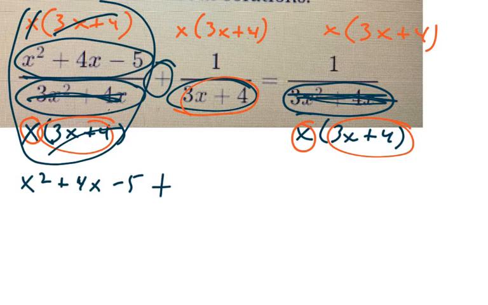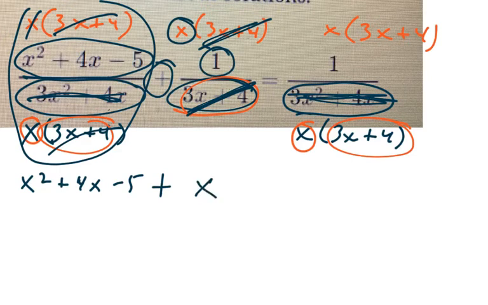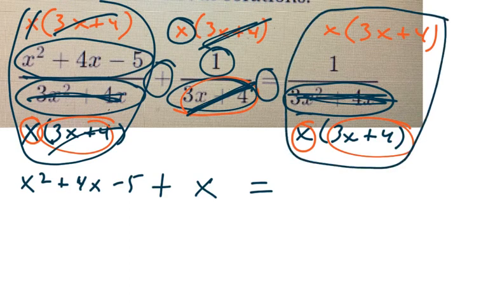Now, the middle expression, notice, the 3x plus 4 cancels out. I'm left with x times 1, which of course is x, equal to, and then finally the right expression here, the x and the 3x plus 4 cancel each other out, and all I'm left with is 1. So from here, all I need to do is solve it, right?